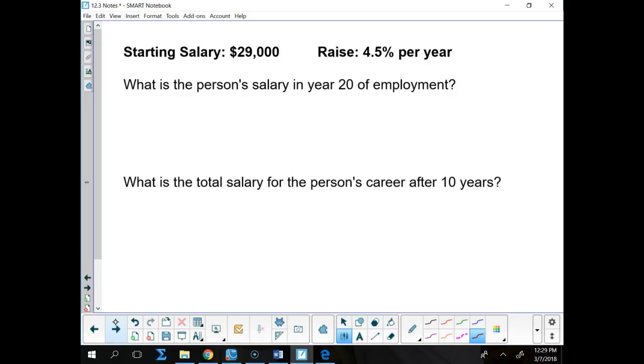So, what is the person's salary in the year 20 of employment? Well, we should come up with a rule. Anytime that you are increasing by a percentage, that is geometric.